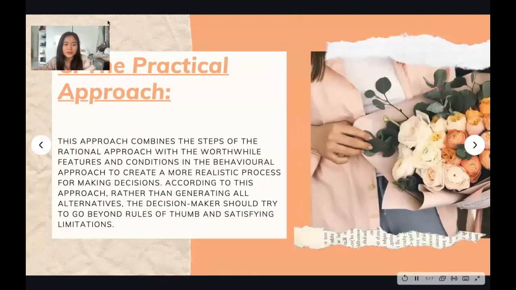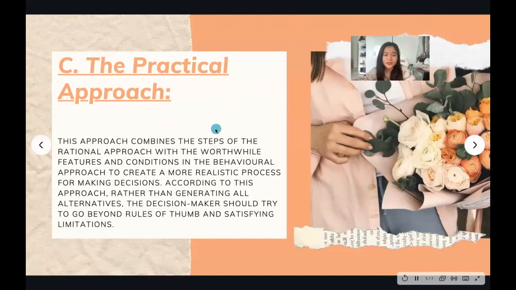Next is the practical approach. This approach combines the steps of the rational approach with the real-world features and conditions in the behavioral approach to create a more realistic process for making decisions. According to this approach, rather than generalize on alternative decisions, decision makers should try to go beyond rules of thumb and certify limitations.